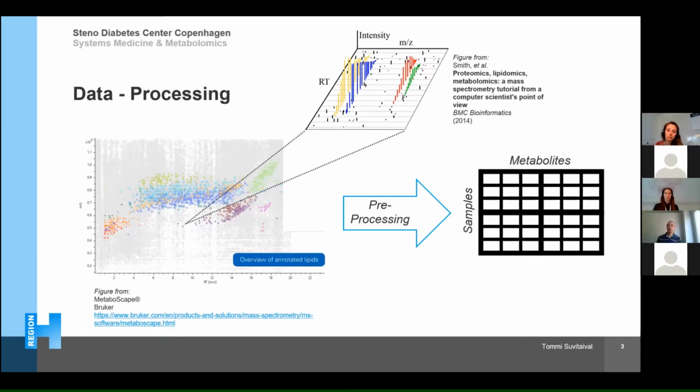We need algorithms to get this signal into numbers, and we need databases to identify the compounds. What is each of these dots that we don't know to start with? And when we get to this point, we can then start working on the data and ask questions. Are there some metabolites that change in the disease?